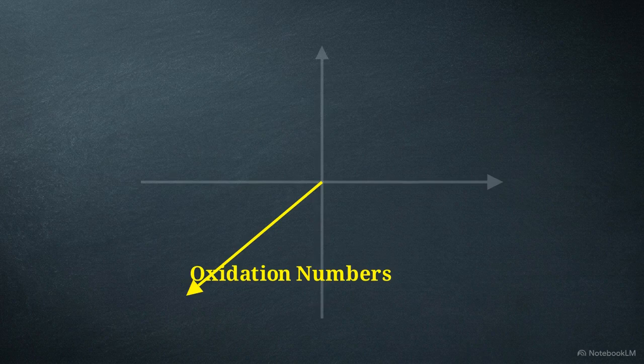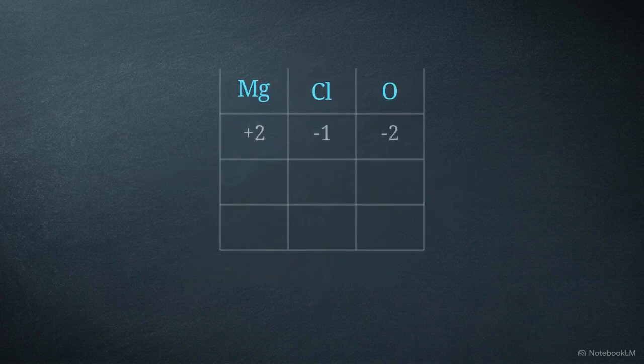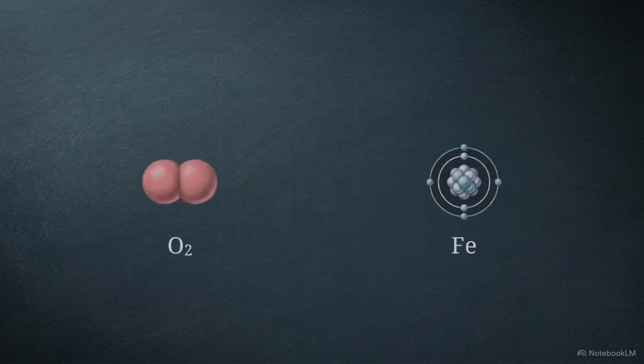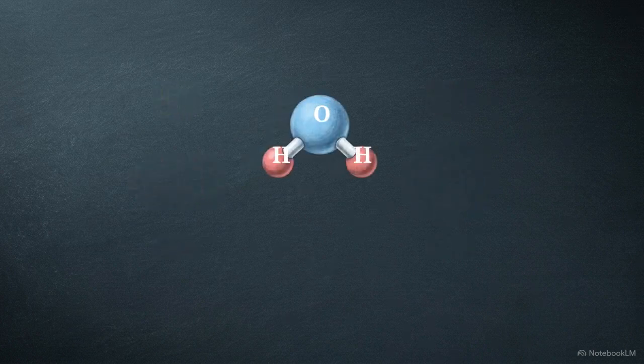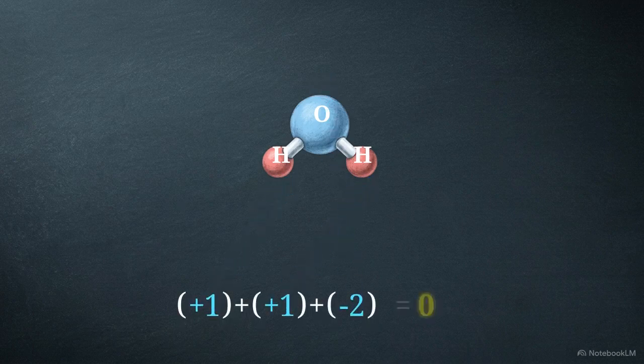This method tracks specific bookkeeping rules to analyze reactions where electron transfers aren't immediately visible. There are two core rules to apply here. First, elements in their natural, uncombined state always have an oxidation number of exactly 0. Second, the sum of all oxidation numbers within a neutral compound must balance out to 0.